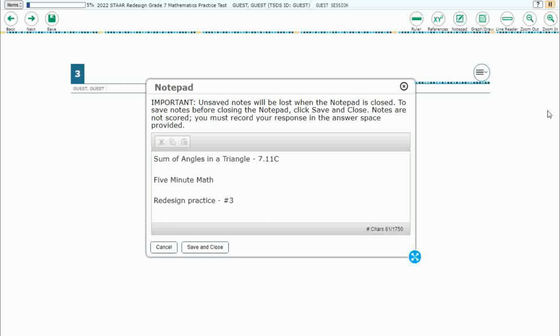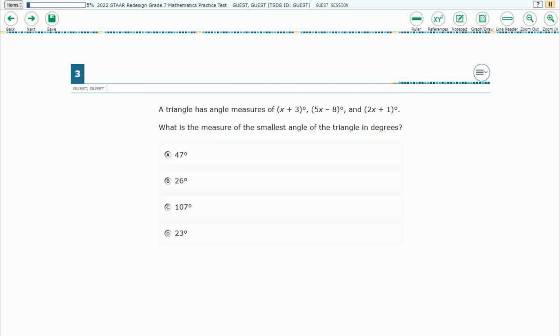Today we are looking at the 7th grade concept of sum of angles in a triangle. This is standard 7.11c in the great state of Texas, and we are using item number 3 off the Redesign Practice Online STAAR test. If you haven't done so already, please go ahead and take a moment to pause the video, work this problem out on your own, unpause it, and we will look at our answers together.